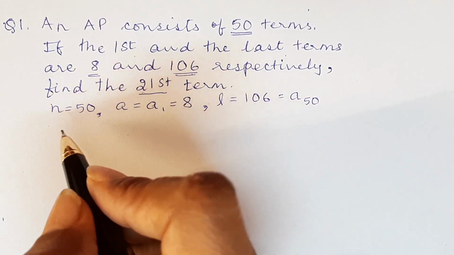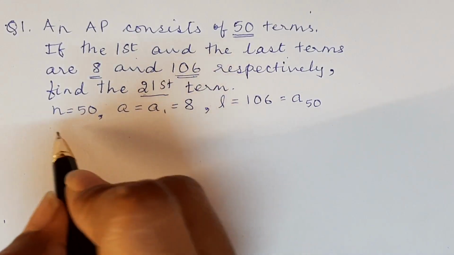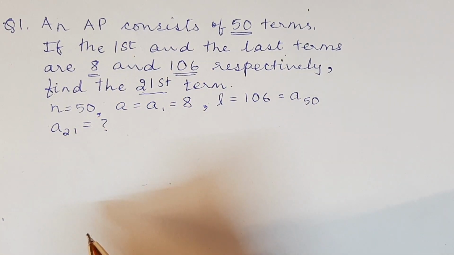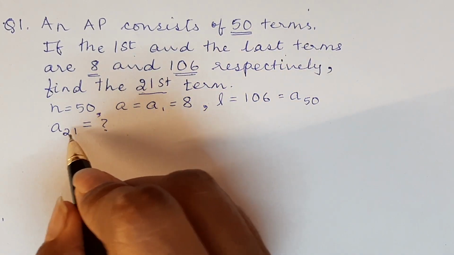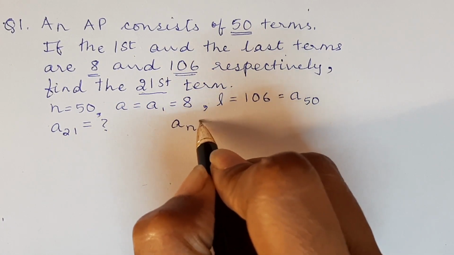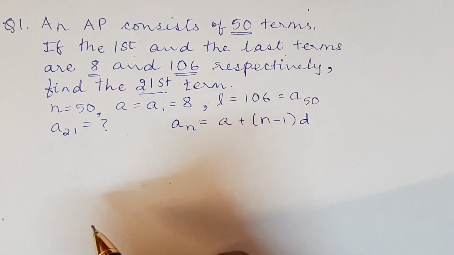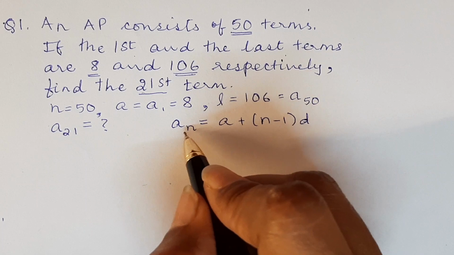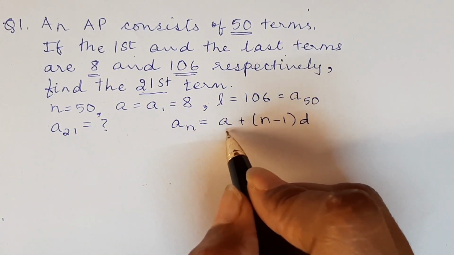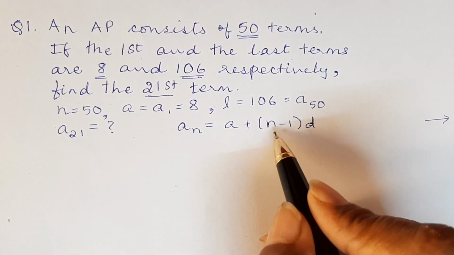Now, what do we want? We want the 21st term. So, the 21st term is A21 and that is what we have to find. Now, if I have to find the nth term, I use the formula An is equal to A plus n minus 1 into D. In order to find A21, I'll need A and I'll need D. And n will be 21.